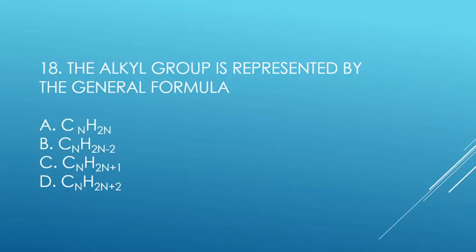Question number 18. The alkyl group is represented by the general formula A. CnH2n, B. CnH2n minus 2, C. CnH2n plus 1, D. CnH2n plus 2. If you look at alkyl, it's gotten by removing 1 hydrogen from alkane. So that's going to be CnH2n plus 1, because if 1 is removed from these two, here will be 1. So that means this is the right answer, which is C.